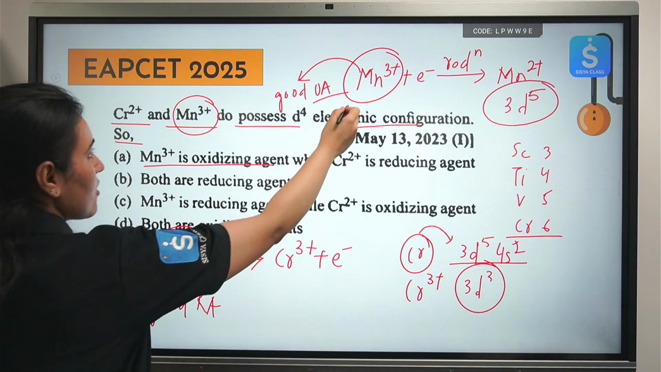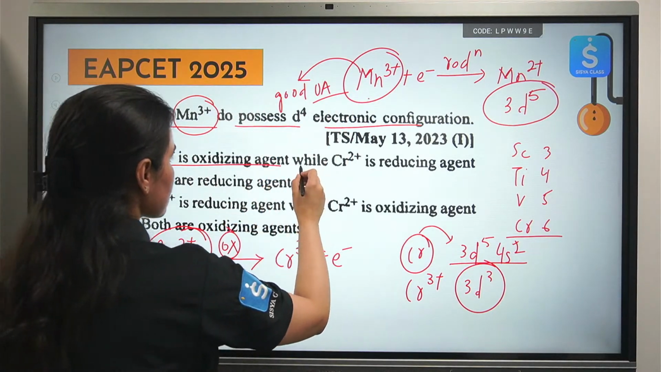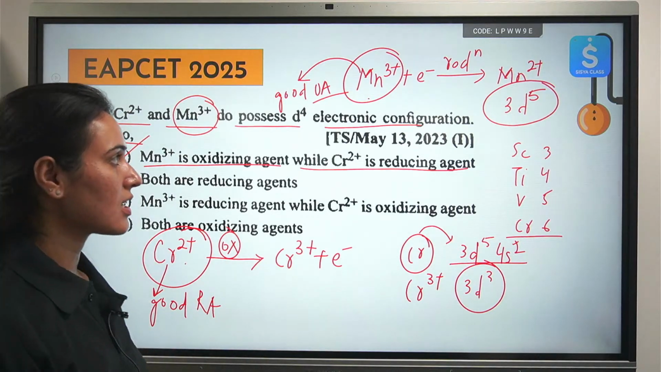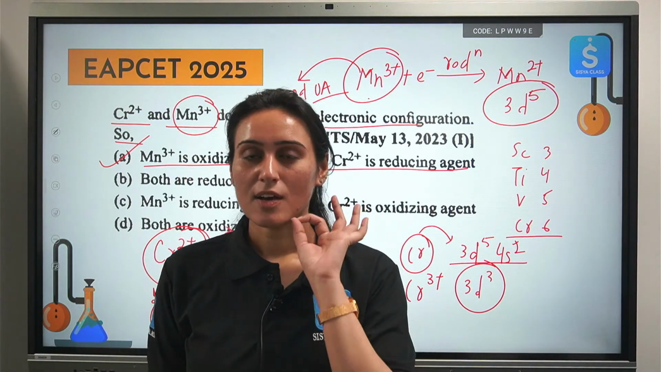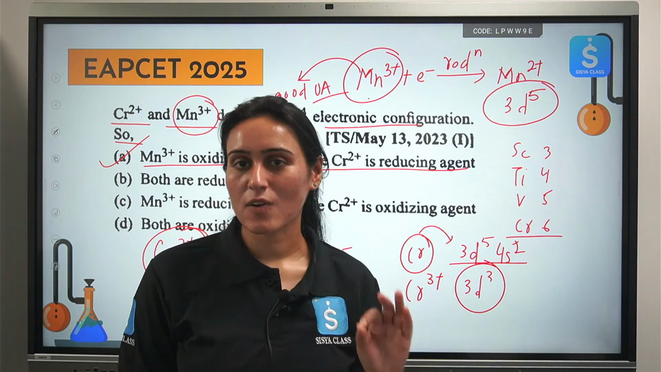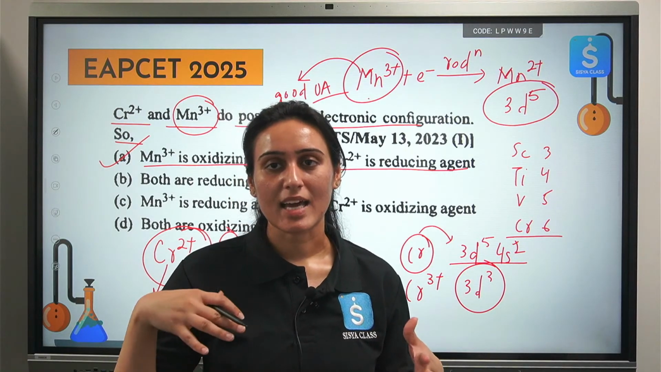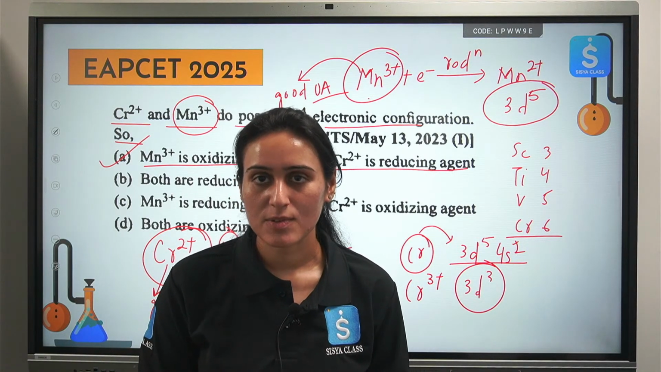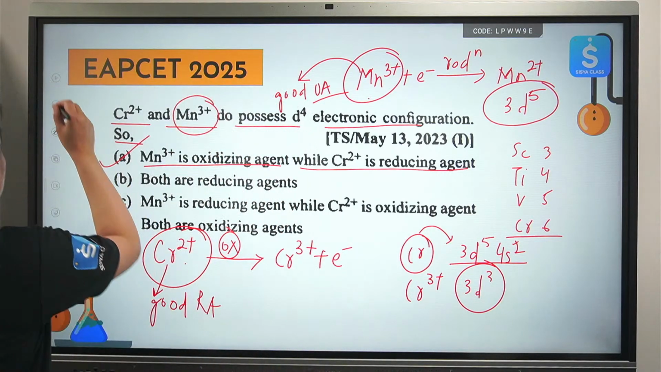Mn3+ is an oxidizing agent, yes it is, while Cr2+ is a reducing agent, option A. This is your true statement. Okay, so always look for stable electronic configuration, that will be the half-filled, full-filled or noble gas configuration. Okay, see the next question.